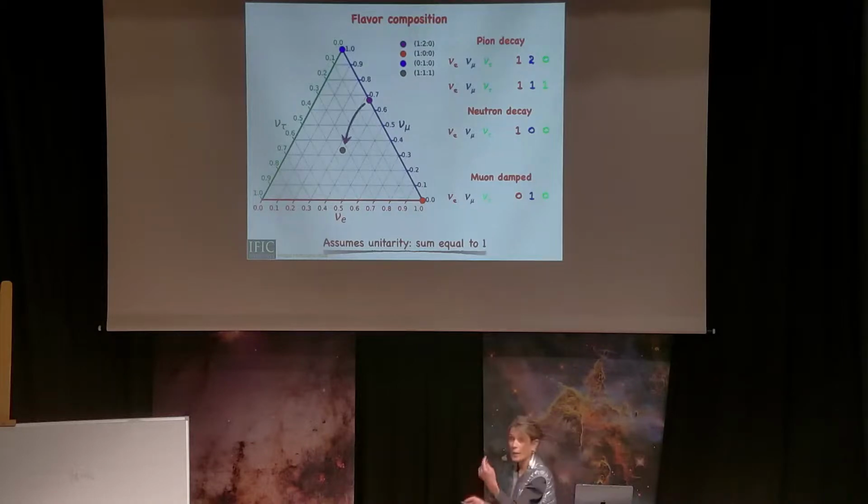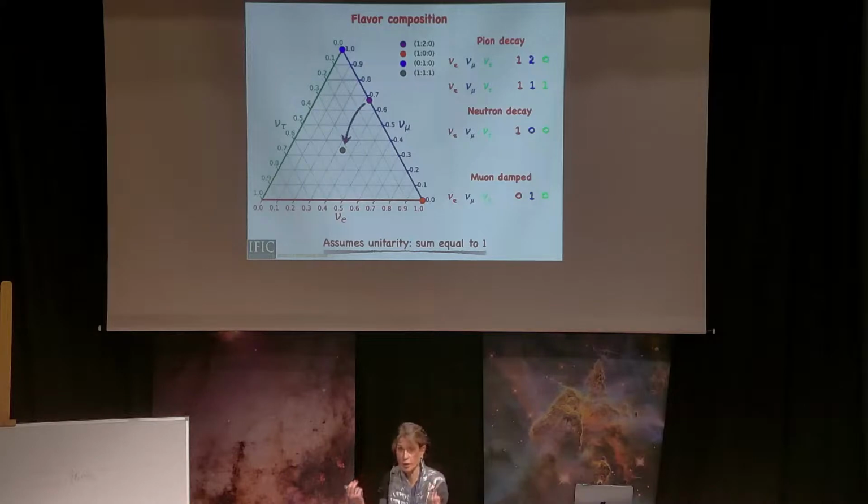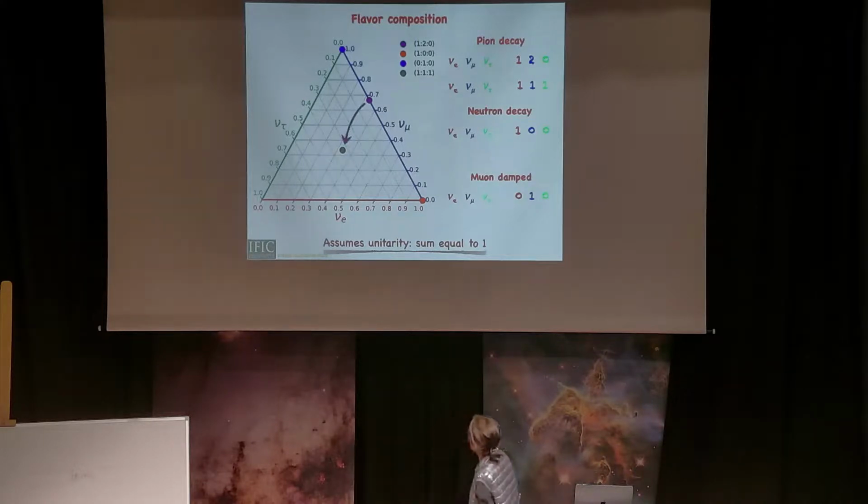Muon damped. What happens in muon damped sources is that sometimes synchrotron losses are very important. So muons don't have time to decay, okay? This means that we have just the muon neutrinos coming from the decay of the pions. The muon does not decay. And then we are here, okay?